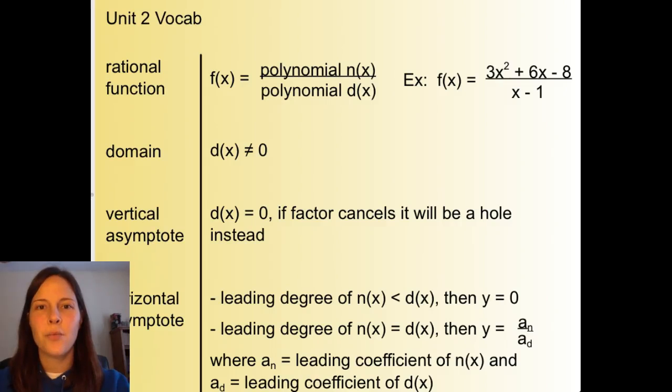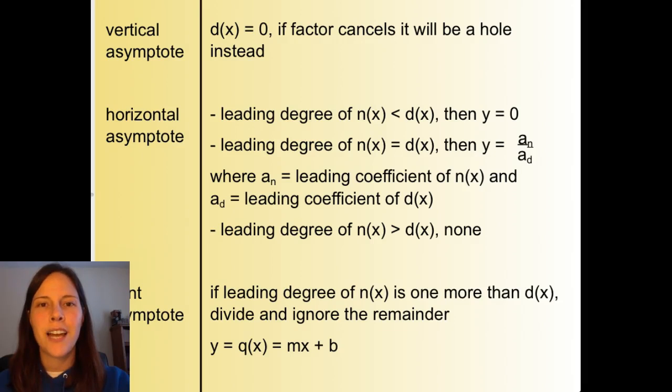In this section, we're going to learn how to graph rational functions. So let's start by taking a look at all of the different pieces that go into rational functions. First of all, as a reminder, a rational function is when you have a polynomial divided by a polynomial. The domain is where the denominator cannot equal 0. Remember, we can't divide by 0, it's undefined.